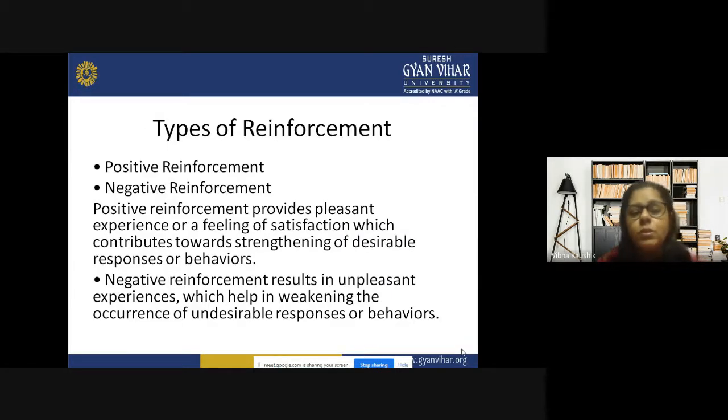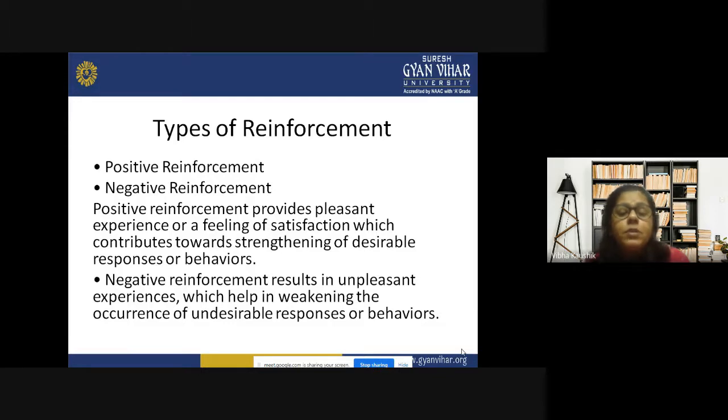Types of reinforcement: positive and negative. Positive reinforcement provides a pleasant experience or a feeling of satisfaction which contributes towards the purposes of behavior. This gives the students a pleasant experience or feeling of satisfaction. They will be satisfied that they have completed a particular task which was given by the teacher, which contributes towards strengthening of desired responses or behavior.